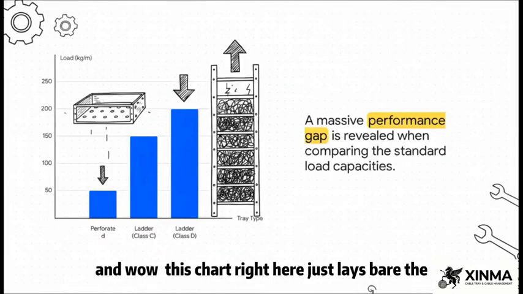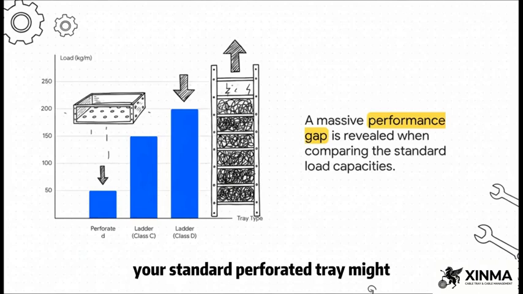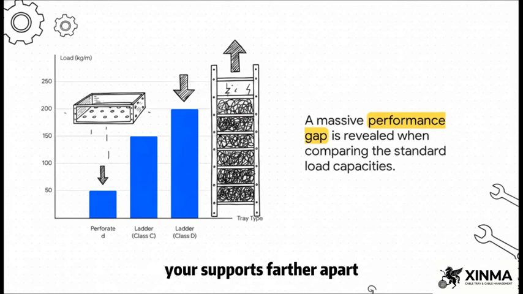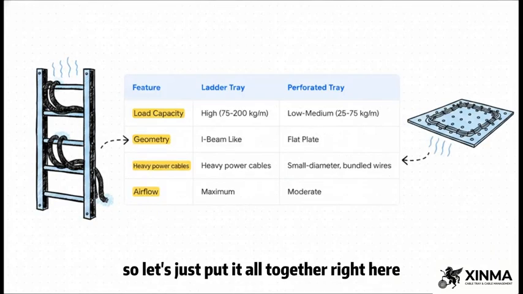And wow, this chart right here just lays bare the massive difference in performance. Your standard perforated tray might handle about 50 kilograms per meter. But now look at the ladder trays. A Class C version triples that to 150 kilos. And a heavy-duty Class D, a whopping 200 kilograms per meter. That is 4 times the load. And that has huge implications. More strength means you can put your supports farther apart, which can slash your costs for brackets and installation labor almost in half. So let's just put it all together right here.